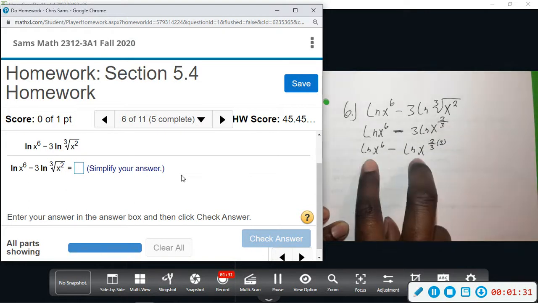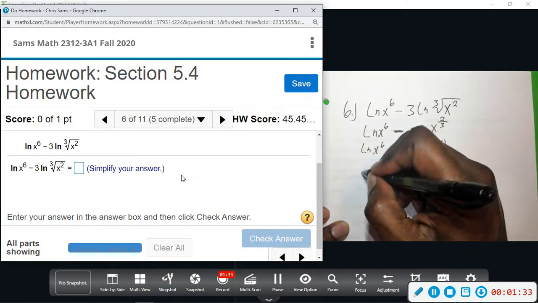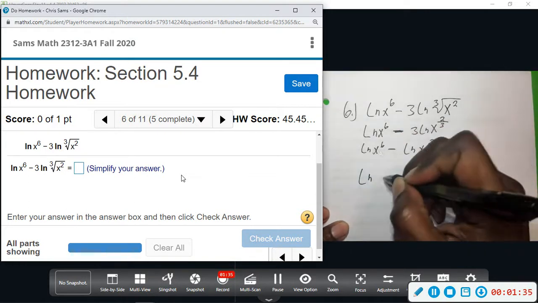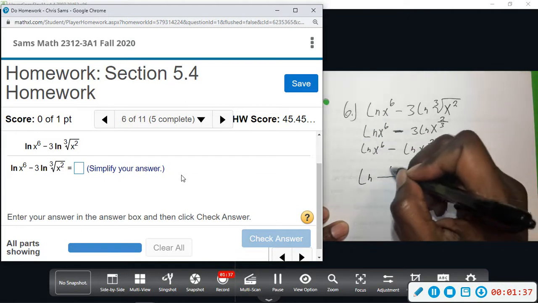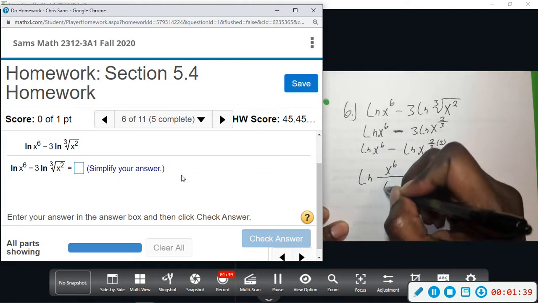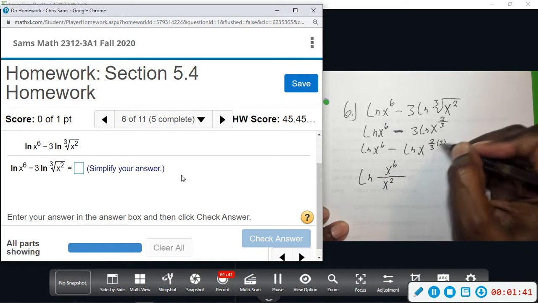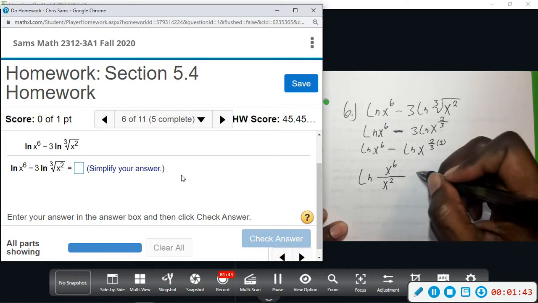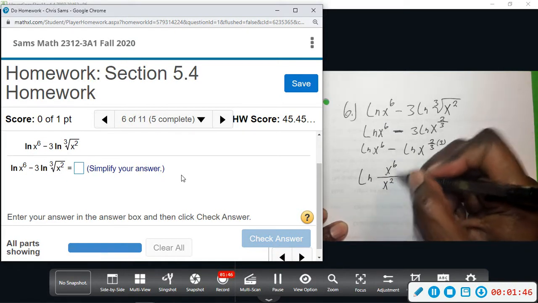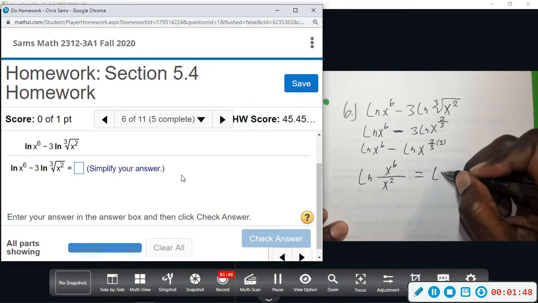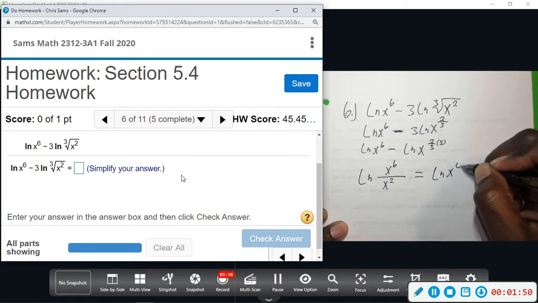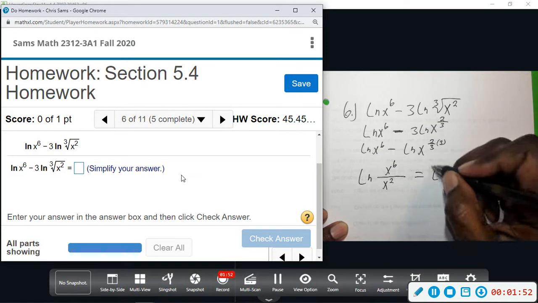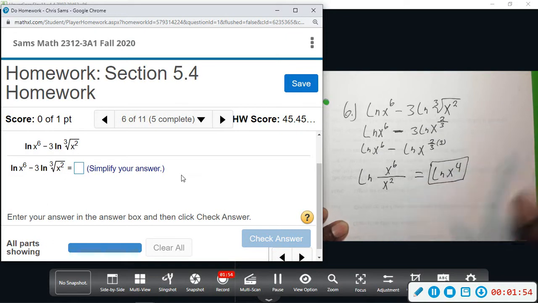So when we condense these, now we'll have 1 log, ln, and then we'll have x to the 6 divided by x to the 2nd, because those 3s are going to divide each other out. And then we can do properties of exponents, and that will give us ln of x to the 4th as a final answer. ln x to the 4th.